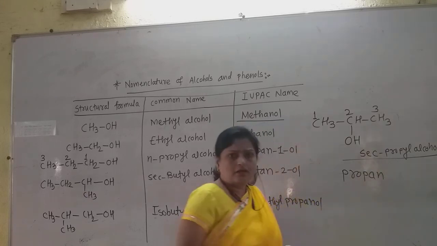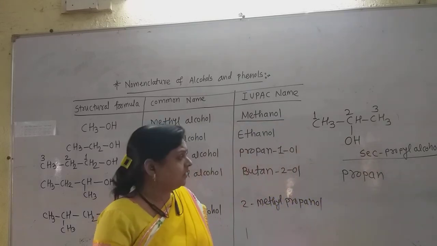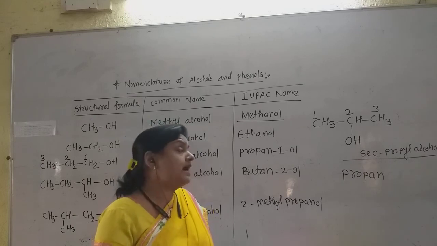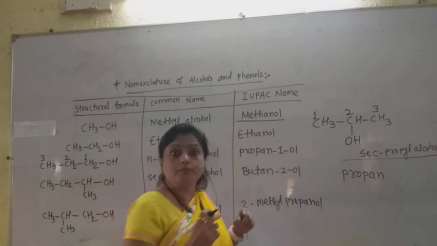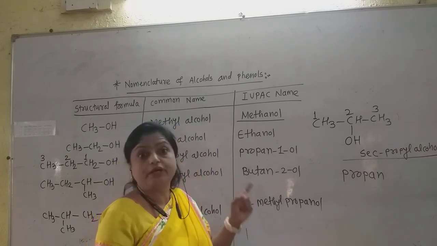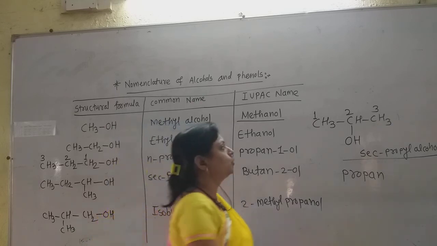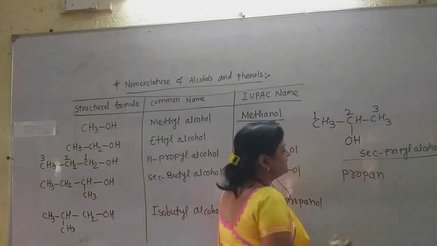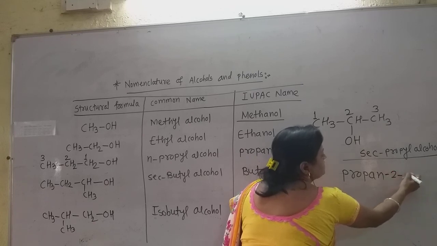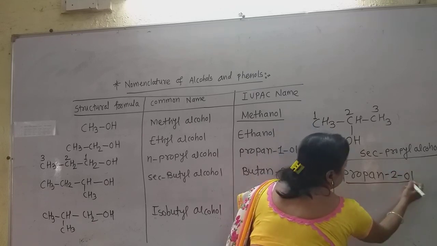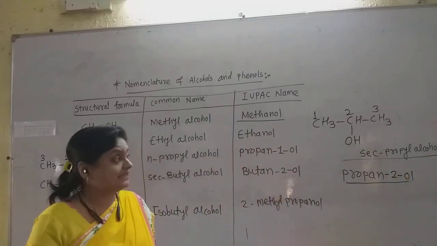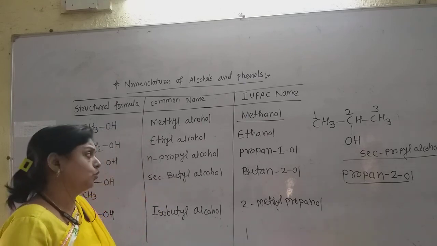But write down only propane. The E gets replaced by the OL. But first write the number of that carbon which has the hydroxyl group directly attached. Here on the second carbon there is the hydroxyl group. So this is propan-2-ol. Now this is the IUPAC name of this secondary propyl alcohol.